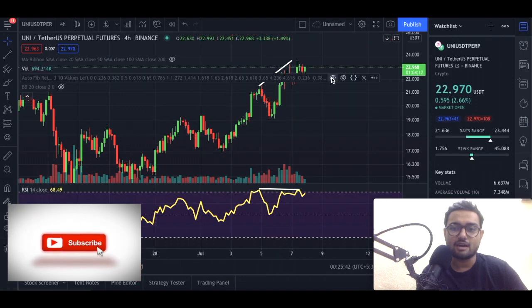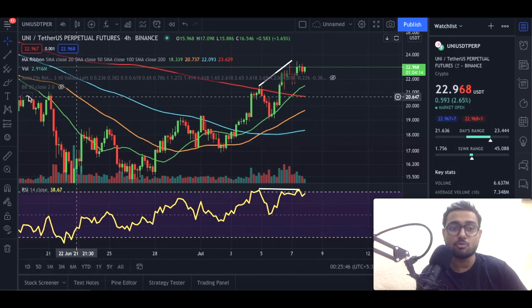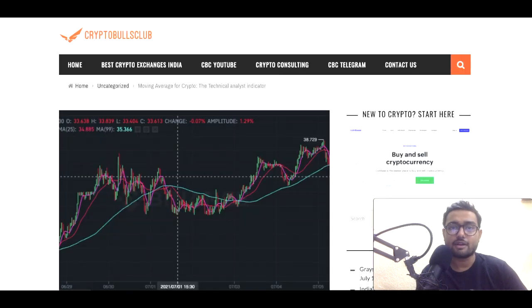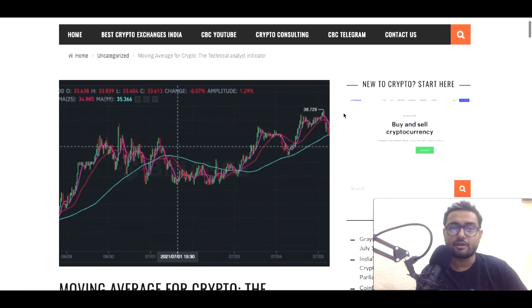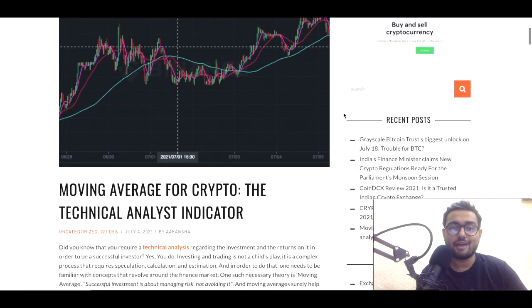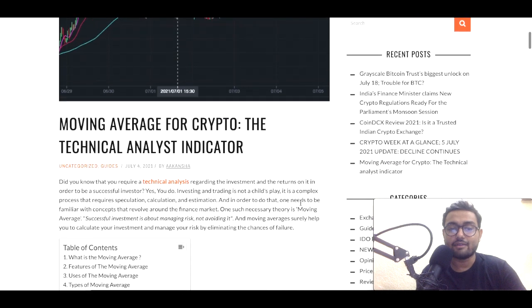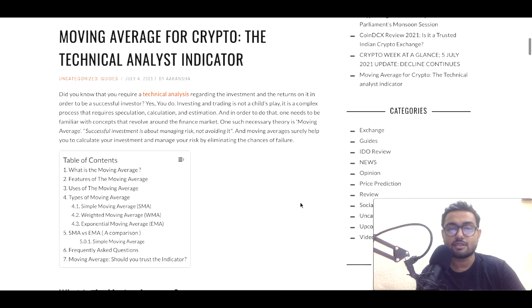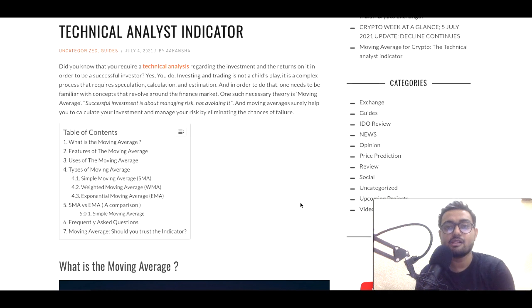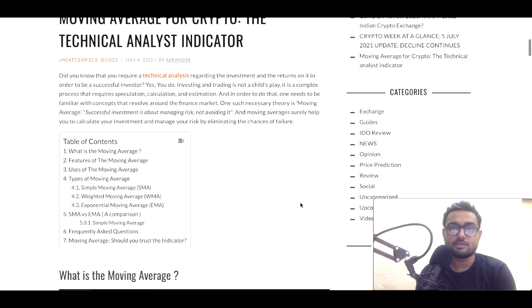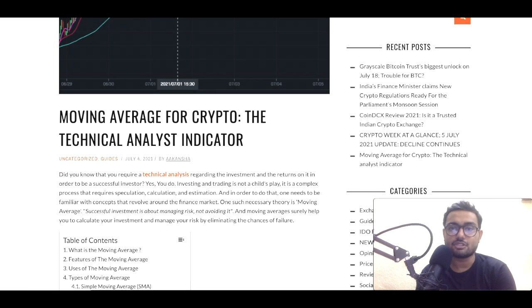Now if I pull out the simple moving average ribbon, we'll be able to find where exactly the moving averages are lying on the 4 hourly charts. By the way, if you want to understand more about moving averages, we have published an article on our website cryptobullsclub.com about the importance of moving averages as technical indicators. You can read about them there, and I will pin this in the description below as well as in the pinned comments. So now let's jump back to the charts.